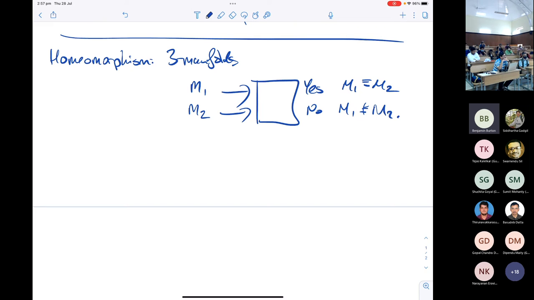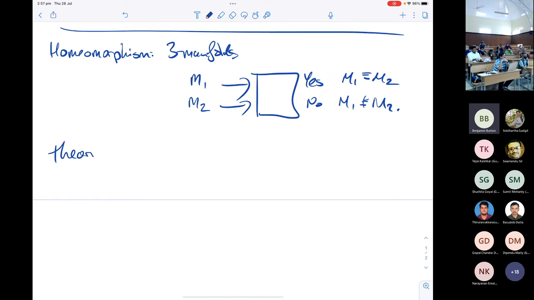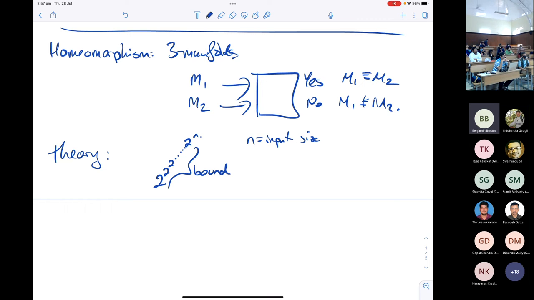The algorithm is fantastically complicated. Nobody has ever coded it up. It does have a theoretical running time, and the theoretical running time is a tower of exponentials, where n is the input size. We know there is a bound to how tall this tower is, but we don't know what the bound is. So this is the theoretical running time, and this is the best theoretical running time that I think we still have at this point in time. Someone please correct me if I'm wrong. This bound is due to Greg Kuperberg, around 2015, I think.